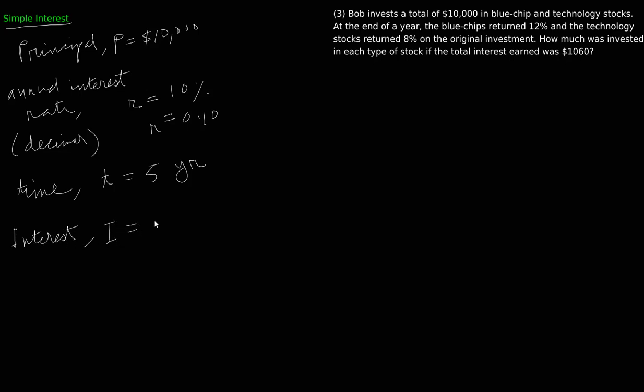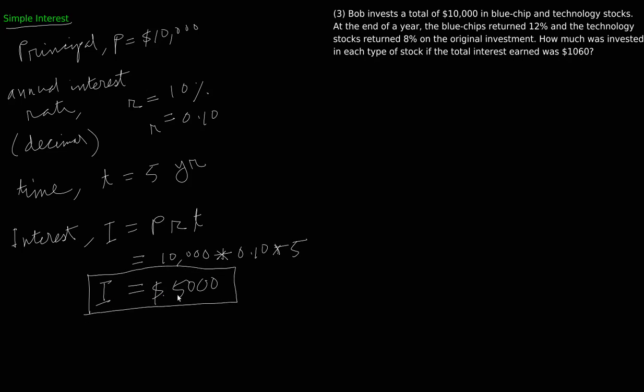So interest is going to be PRT. P is $10,000, that's the principal we borrowed, R is 0.10 and T is 5 years. If I punch the calculator, 10,000 times 0.10 times 5 is $5,000. So interest is $5,000. That means in 5 years he is paying $5,000 in interest only.